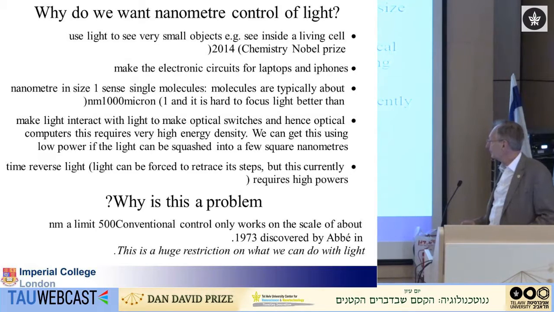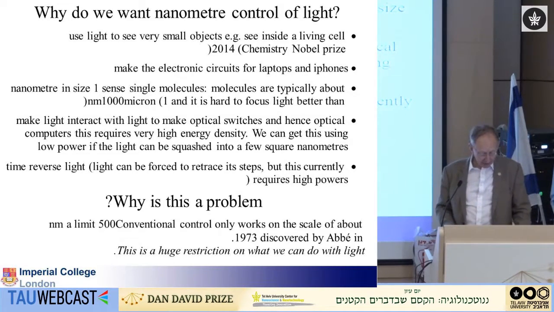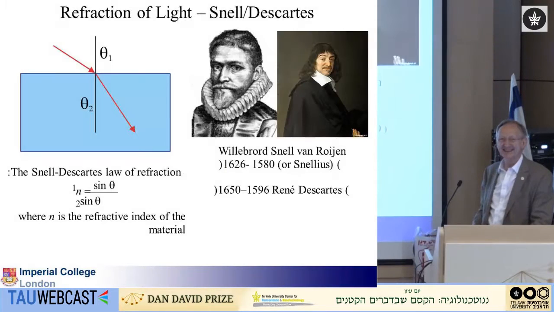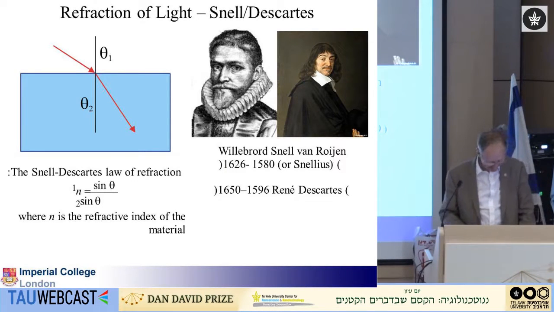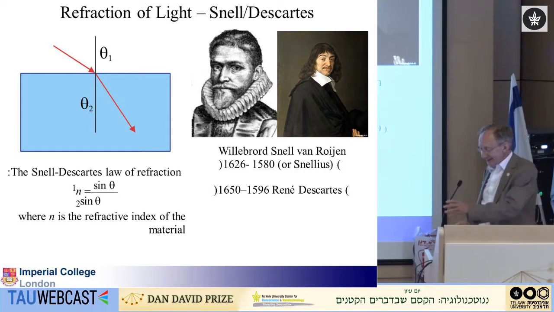So I've already mentioned the Abbe limit, which says that using conventional optics, you can only focus to something a little better than half a micron. So, yeah, sorry. Today's deliberate mistake. Okay, so this is Snell's Law, which you all know. And today it's still used to design equipment.